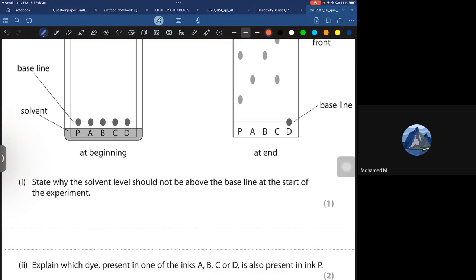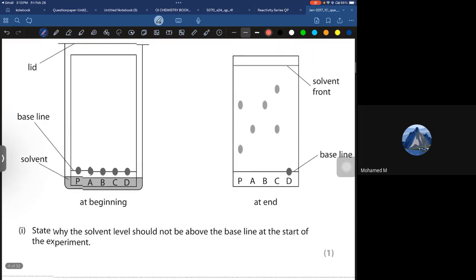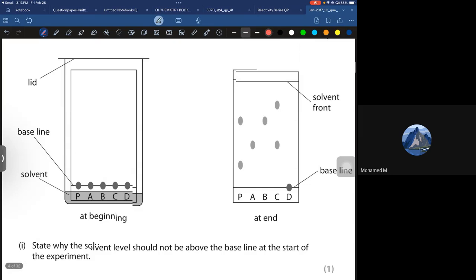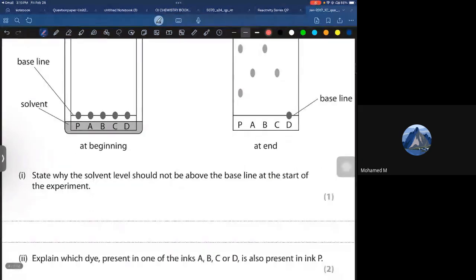Why the solvent level shouldn't be above the baseline. Because if the solvent is above the baseline, then it will react with the ink, and then it will smudge. You won't get an accurate reading because it'll smudge the ink, I guess.